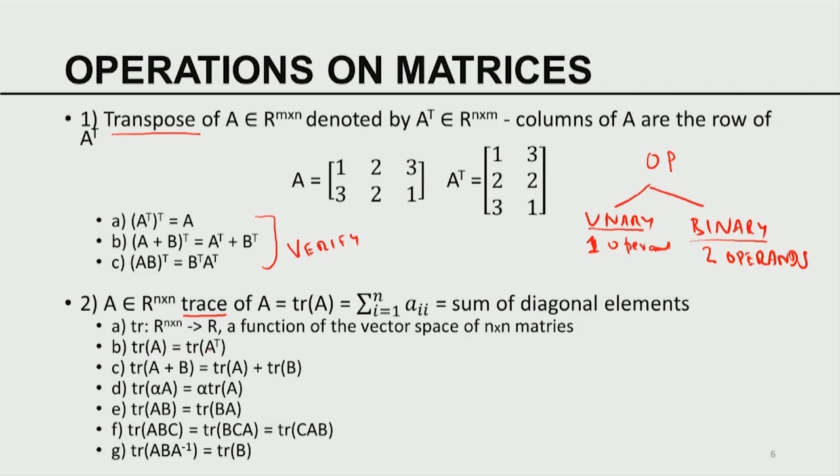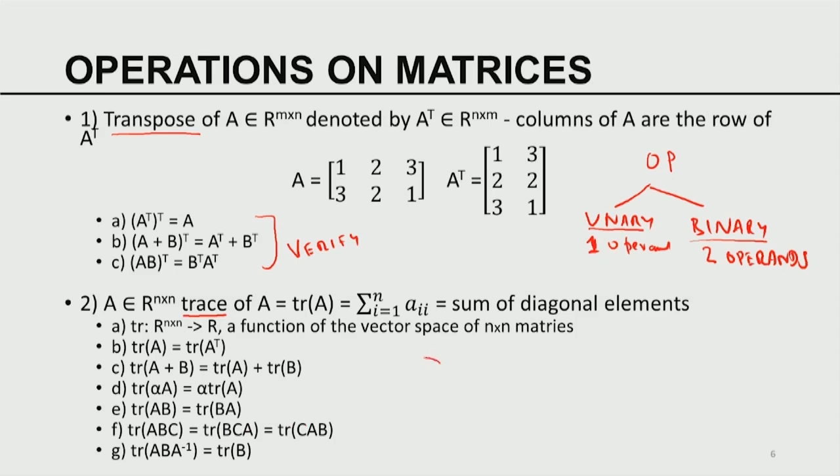Trace of A is equal to trace of A transpose. I'm assuming A is an n by n matrix. Trace of A plus B is trace of A plus trace of B. Trace of alpha times A is alpha times trace of A. Trace of AB is equal to trace of BA. Trace is the same when you compute the product AB and BA. Trace of the product ABC is equal to that of BCA and CAB.